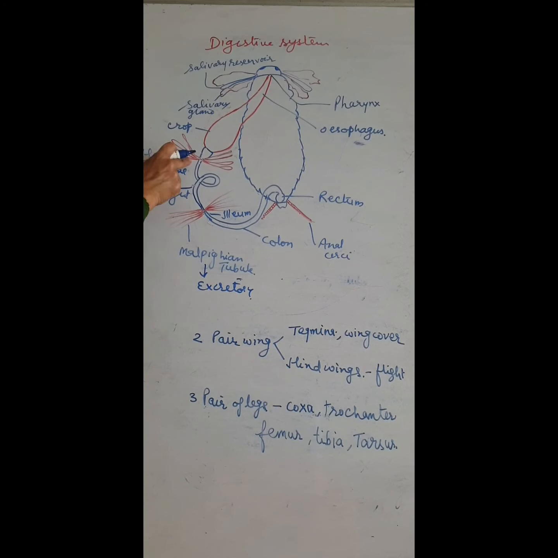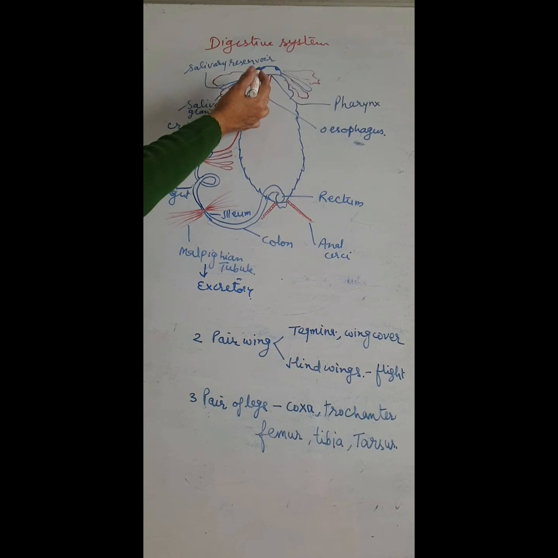There are 6 to 8 tubules that are the gastric ceca or hepatic ceca. They are at the junction of foregut and midgut. They secrete digestive juice. The gizzard is here, which helps in grinding the food. So these are the organs of the digestive system.